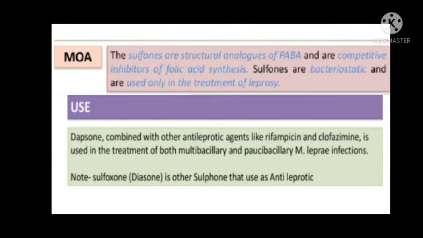It acts in a similar way as sulfonamides act. It is a competitive inhibitor of PABA, that is para-aminobenzoic acid. It inhibits synthesis of folic acid. Sulfones are bacteriostatic and used for the treatment of leprosy. Dapsone combined with other antileprotic drugs such as rifampin and clofazimine is used for the treatment of leprosy.